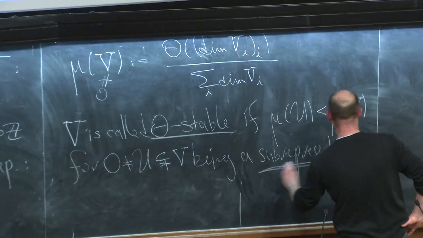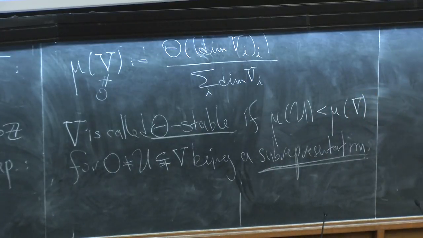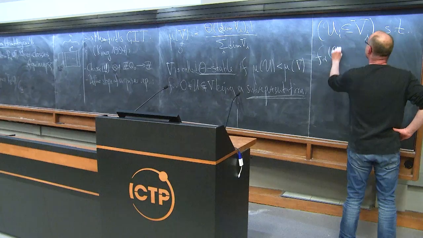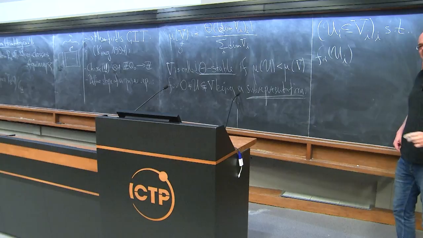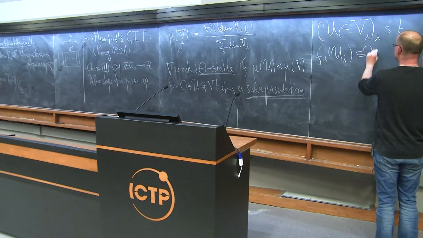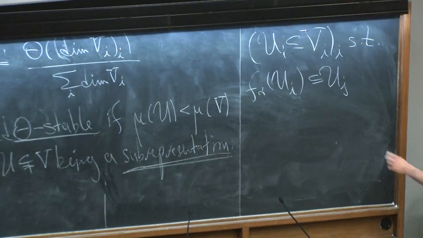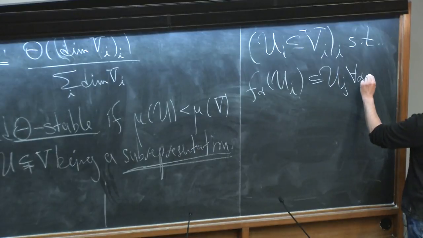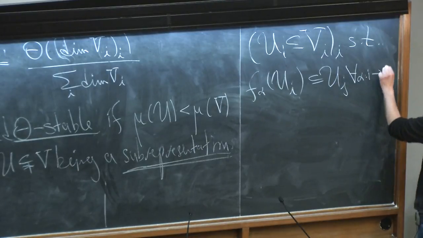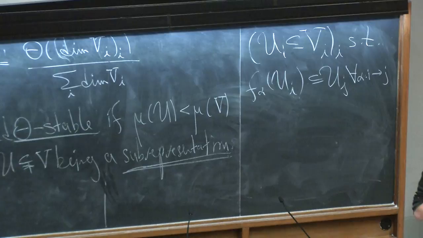And what does sub-representation mean? It means in every vector space V_i, you have a subspace U_i. But this should be compatible with the structural data of the representation, such that if you apply this map f_alpha to U_i, then of course you should end up in U_j for all arrows in the quiver. So this is what is called a subrepresentation.